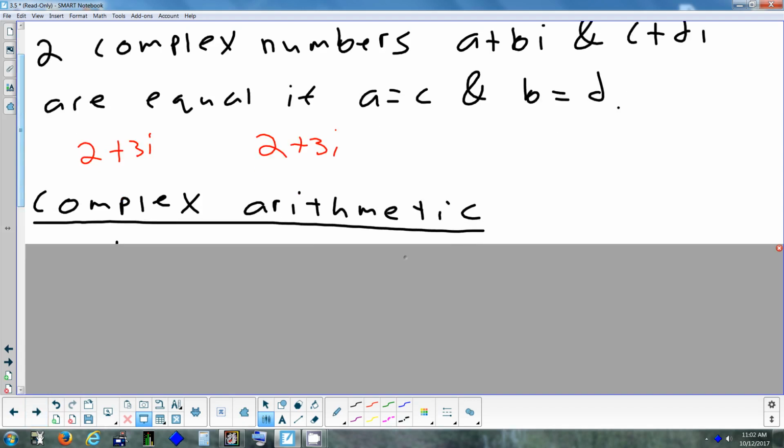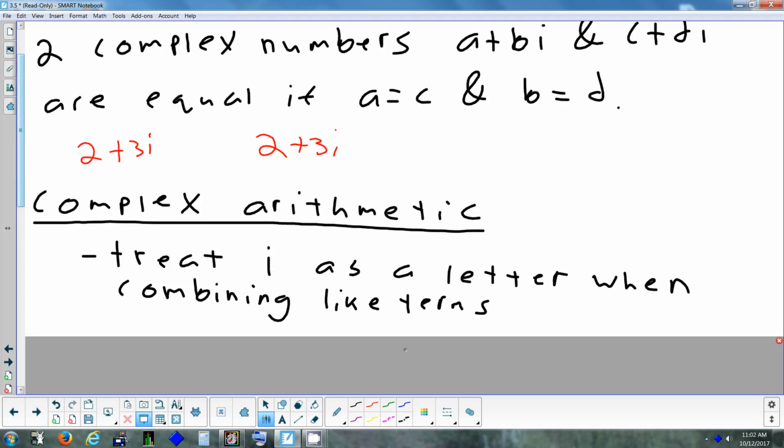So we're going to look at basically the 4 operations you can do with complex numbers: add, subtract, multiply, divide. When you're adding or subtracting complex numbers, you can treat i like a letter. I want you to remember, though, it's not a letter. It's the number square root of negative 1. But for thinking about it in your head, if you wanted to do 2i plus 3i, it's 5i. It's the same idea as 2x plus 3x, 5x. But remember, i is not a variable. Okay, any question on that?